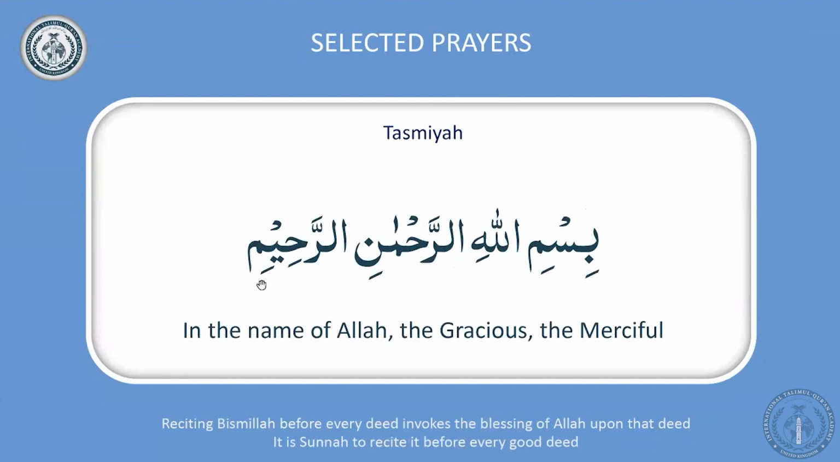Bismillahirrahmanirrahim. Good. And translation. In the name of Allah, the gracious, the merciful.